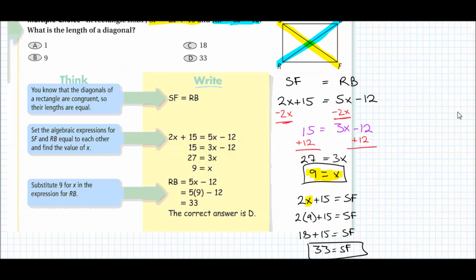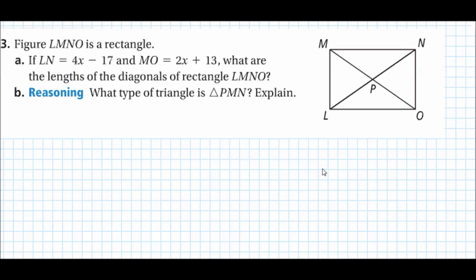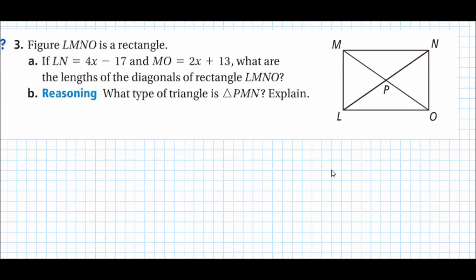So I shrunk it down a little bit, so you can see the answer would be D. So again, we know the diagonals of a rectangle are congruent. In this figure it is a rectangle, so we know the diagonals are congruent. We know all the corners are right angles. We know a lot of stuff.